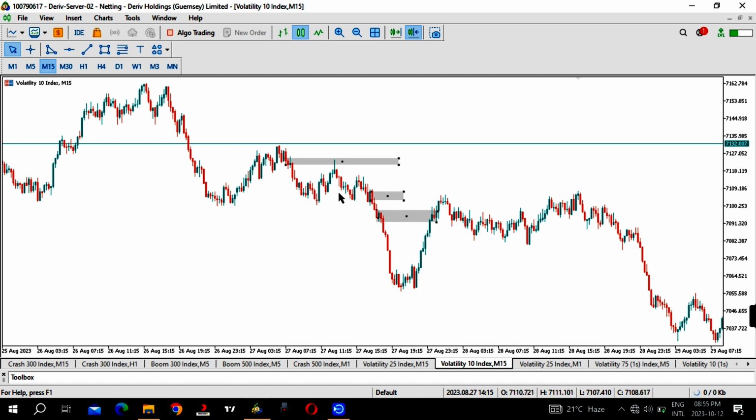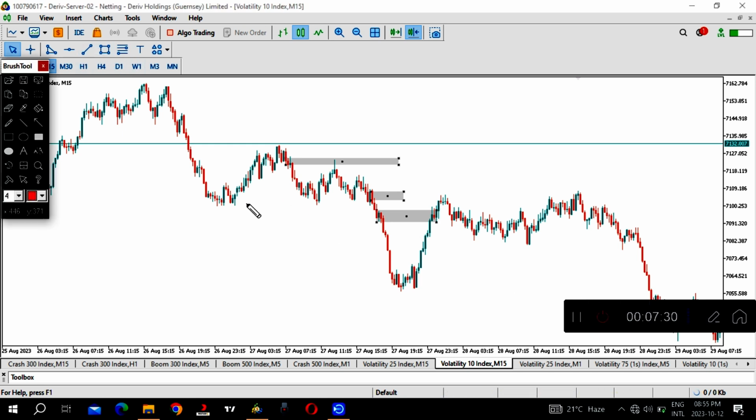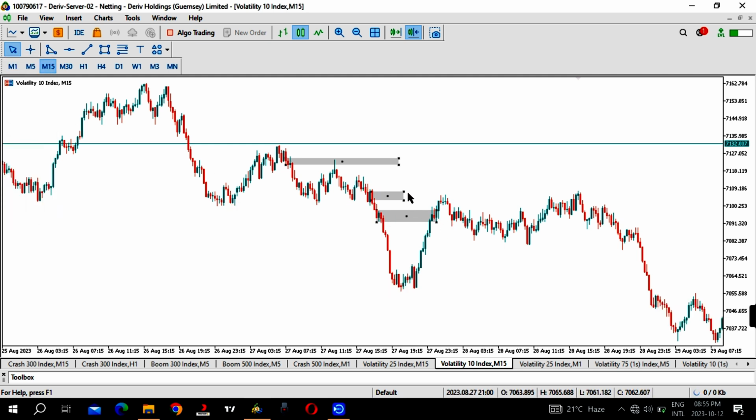So right over here again, we've got this area over here, we've got this area over here, it gets broken, and as you can see, this momentum is fast, it's fast momentum, right? So that's the area that we want to mark. Then we mark our supply zones. So the market is likely going to respect either this area or this area over here, so those are the two areas that we draw our box on, right?